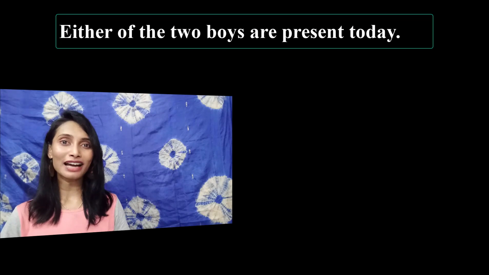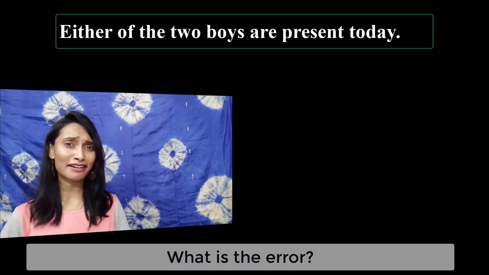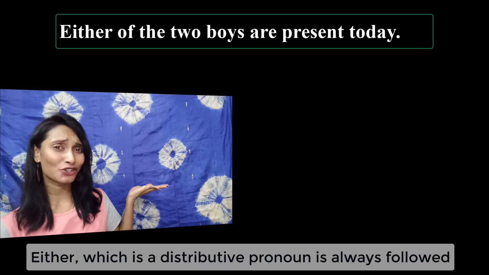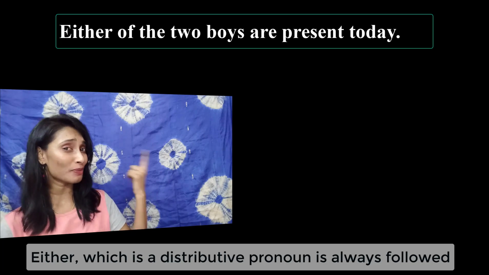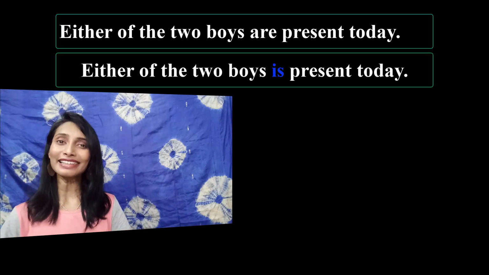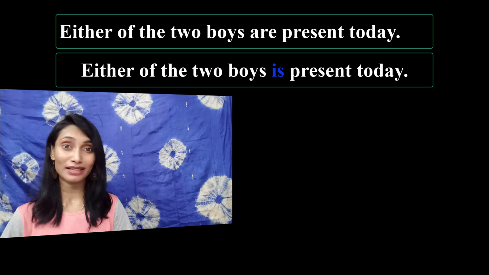Either of the two boys are present today. What is the error? Either, which is a distributive pronoun, is always followed by a singular verb. Hence, either of the two boys is present today.